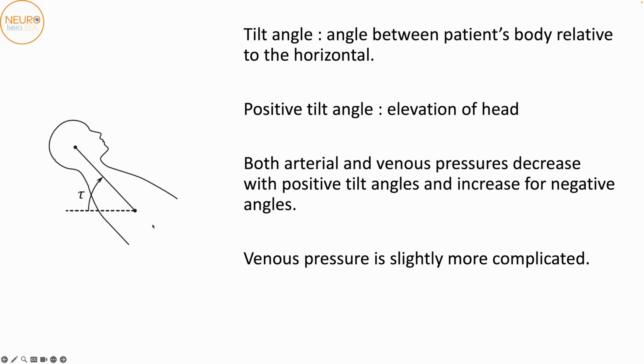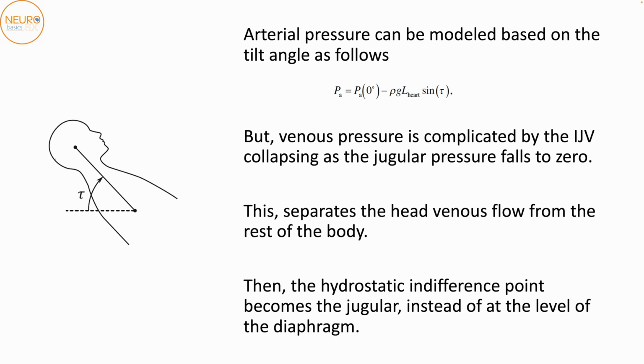But venous pressure is a little bit more complicated. Arterial pressure can just be estimated using this formula here, which tells us that as your tilt angle increases, your arterial pressure will decrease. But venous pressure doesn't exactly work like this. As you elevate the head end, there will be a certain point at which the internal jugular vein will finally collapse. When that happens, the pressure in the venous system in the head gets separated from the rest of the body. So with any further increase in height beyond that, the venous pressure again starts to rise instead of falling further.